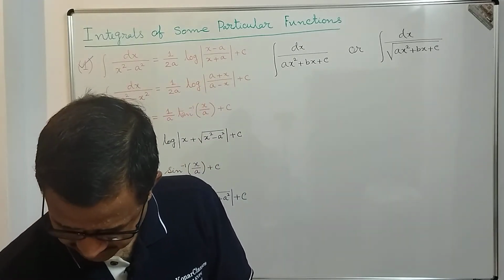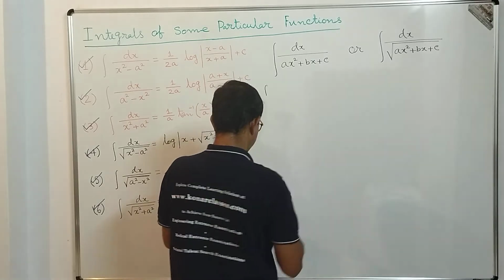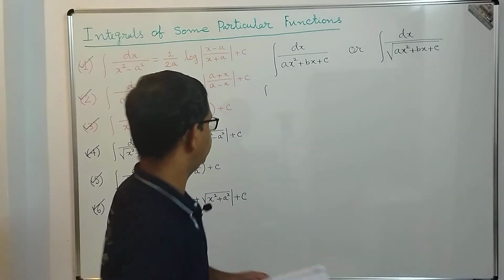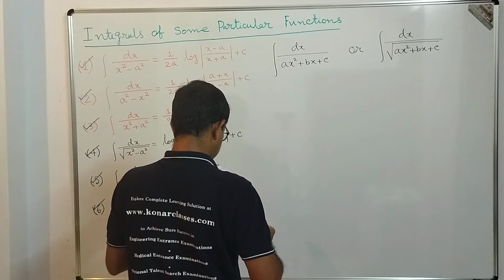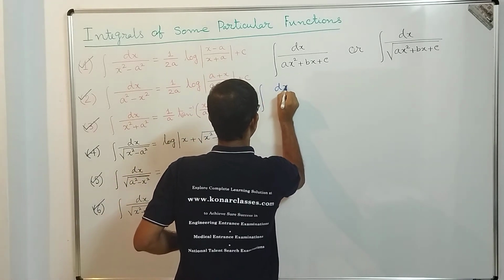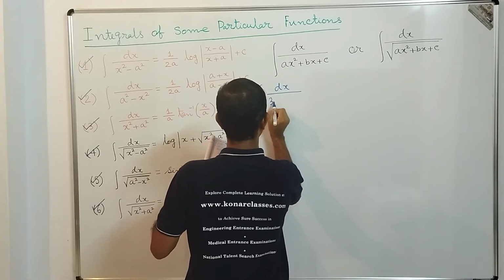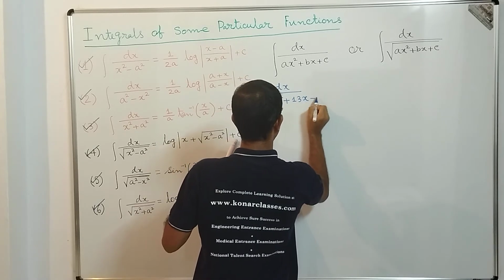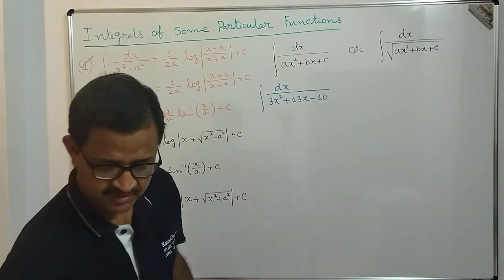The next question is that integration of, sorry, let me use the blue color. Let me write down the question here. Integration dx divided by 3x square plus 13x minus 10. Okay, let's see.